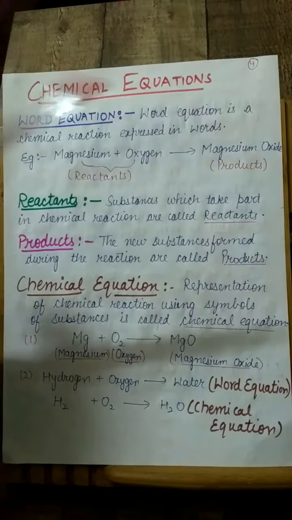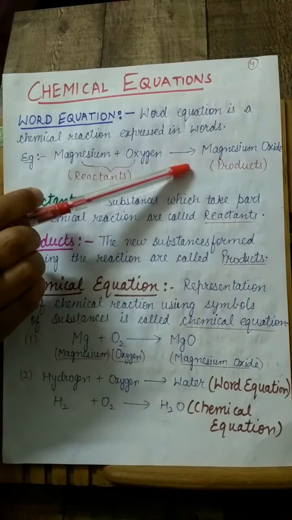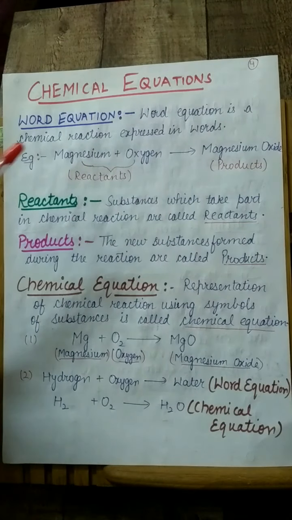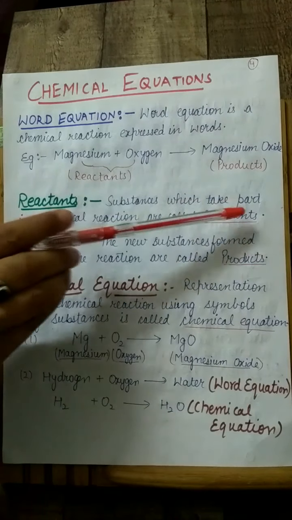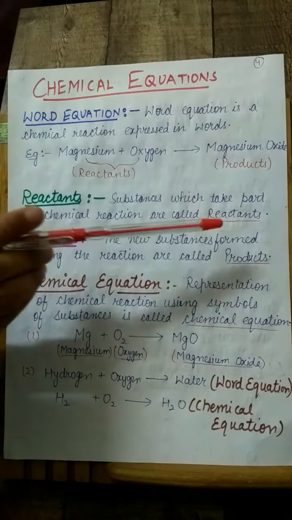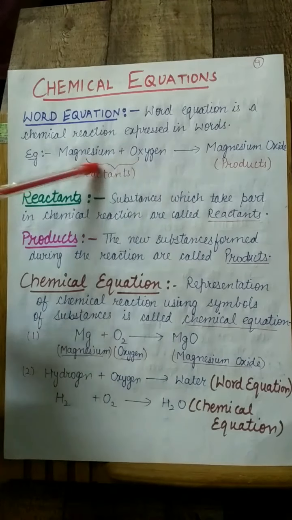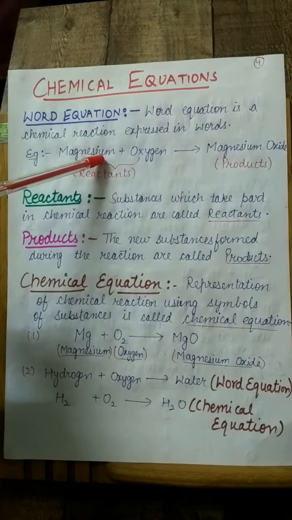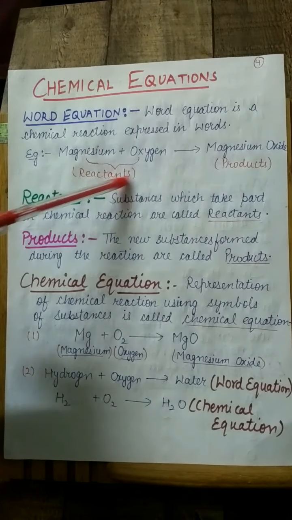You can see on the left hand side of this arrow, I have written reactants, and on the right hand side of this arrow, I have written products. Now we will discuss reactants and products one by one. What are the reactants? Substances which take part in a chemical reaction are called reactants. Here magnesium and oxygen both take part in the reaction, so these are the reactants.